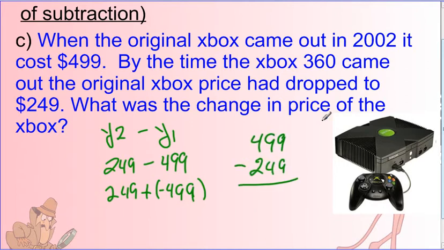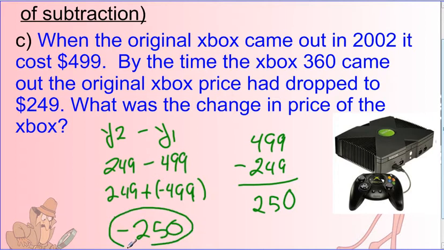$249, 0, 5, 2. So the change was $250, and we keep the sign of the bigger number, which was negative. Why is that a negative 250? Now, you could have come up with two answers in your head. You could have said it's negative because we kept the sign of the bigger number. Yeah, but that's not really what I was looking for. I was looking for that number is negative because the price went down. It was a negative change in price.